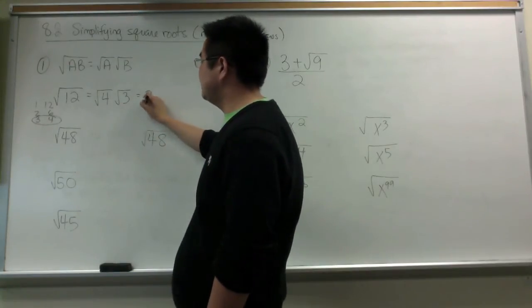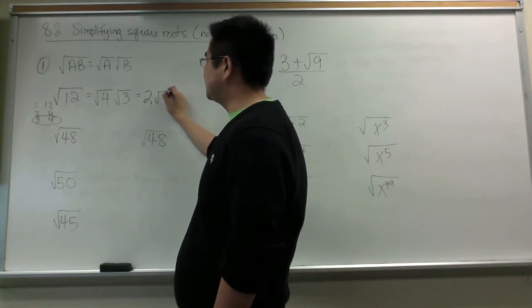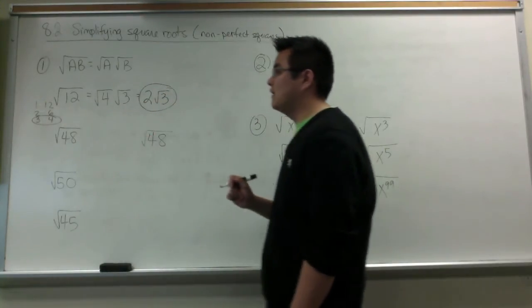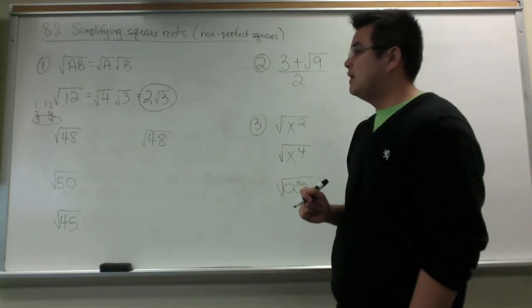The square root of 4 is equal to 2. Square root of 3 remains as square root of 3. And that is how we simplify the square root of non-perfect squares.